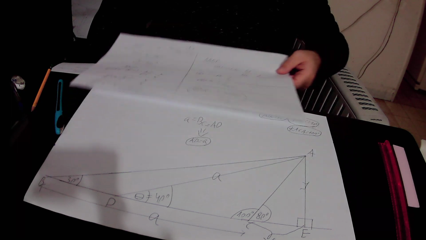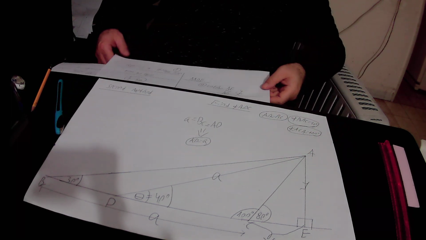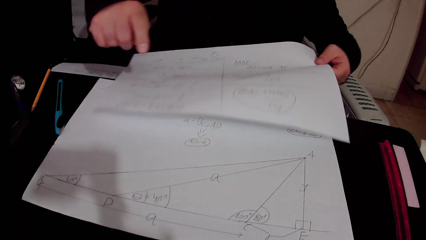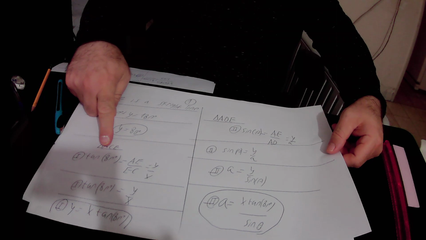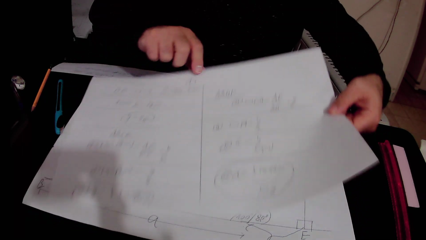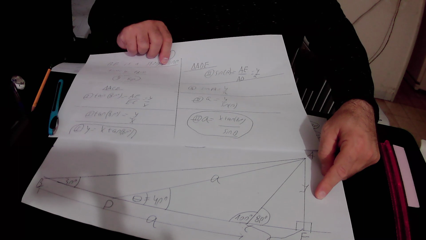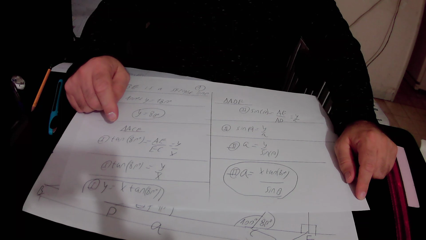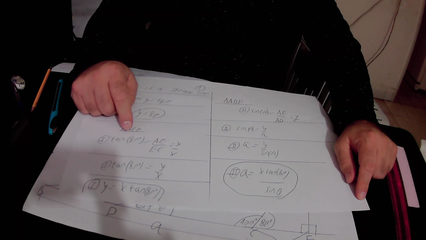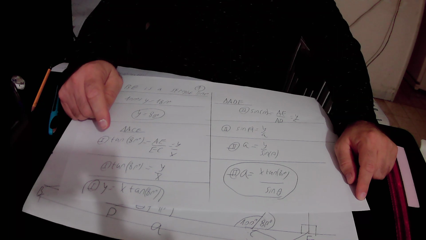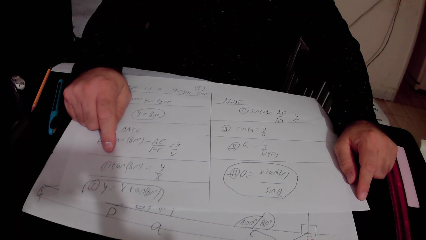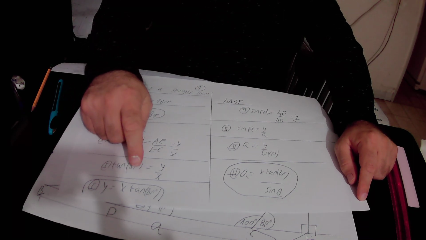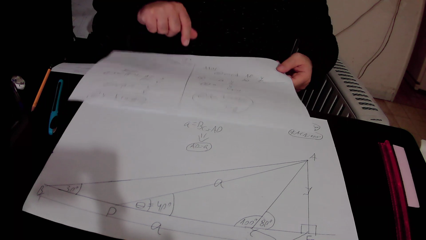Then we focused on the right triangle ACE. On this right triangle, we know that tangent 80 degrees equals AE over CE. But AE equals Y according to our definition, and CE equals X. So we got tangent 80 degrees equals Y over X, equation number 1. Here we multiply equation number 1 by X, and we found out that Y equals X times tangent 80 degrees.